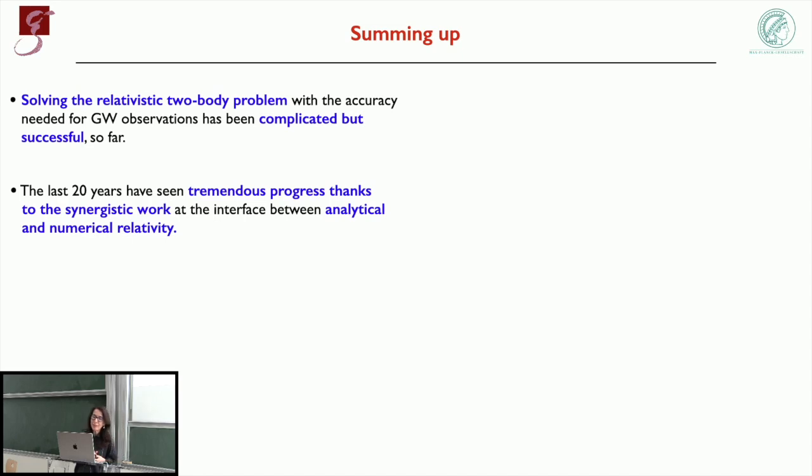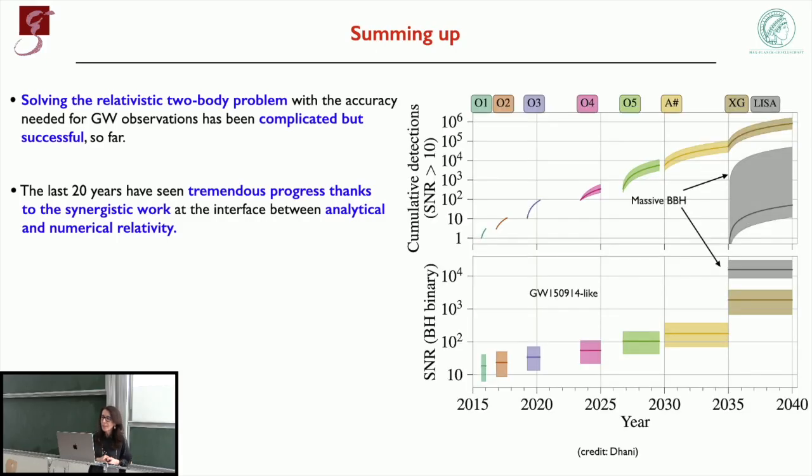The last 20 years have seen tremendous progress, thanks in particular to this synergistic work at the interface between analytic and numerical relativity. This plot shows you where we are going in time: the cumulative number of detections with SNR larger than 10 with the different observing runs, the beginning of the next decade, Einstein Telescope, Cosmic Explorer, LISA. These numbers are really overwhelming. The signal-to-noise ratio of the first event, if we would detect it today, would be almost up to 100. It had a signal-to-noise ratio of 23.